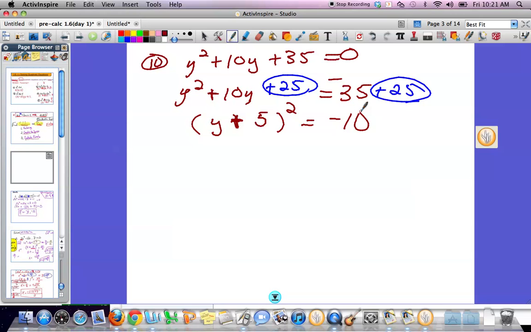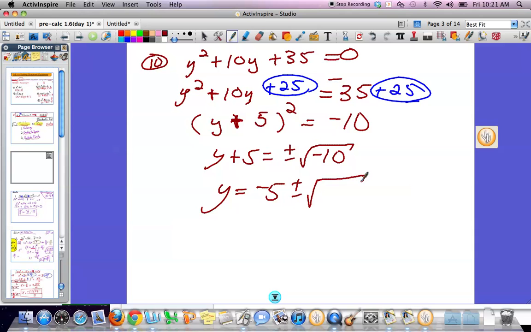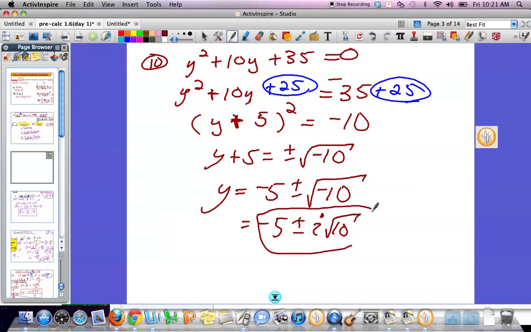When I solve this, to undo squaring, we take square roots. We have y plus 5 equals plus or minus the square root of negative 10. That tells me I'm not going to get a real answer. I'm going to get an imaginary answer. My last step is negative 5 plus or minus the square root of negative 10. You could rewrite this as negative 5 plus or minus i times the square root of 10. Those are imaginary answers.